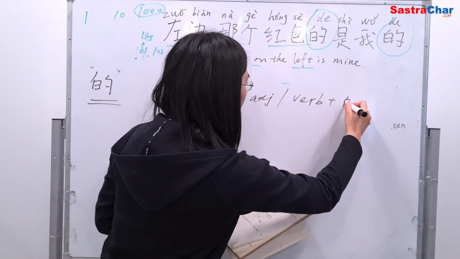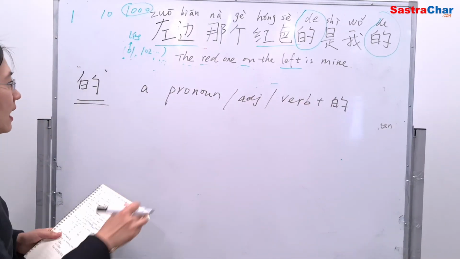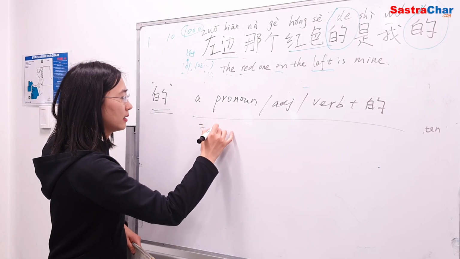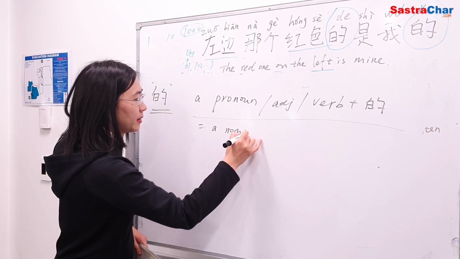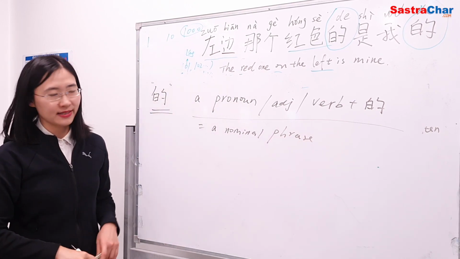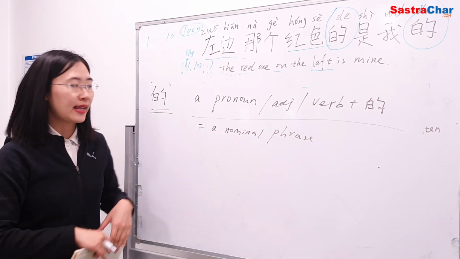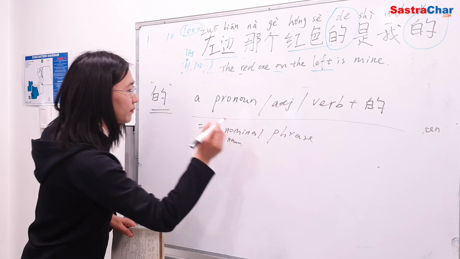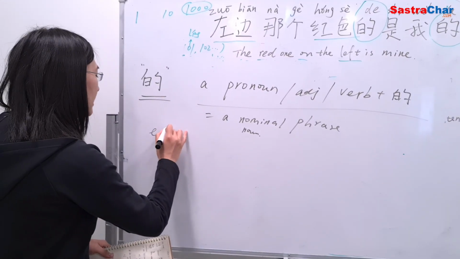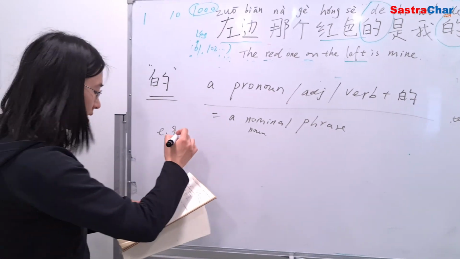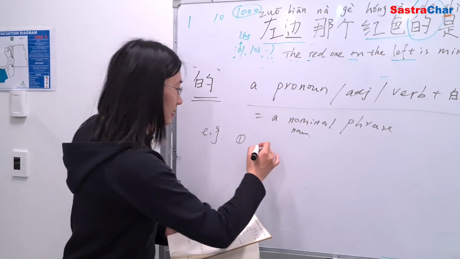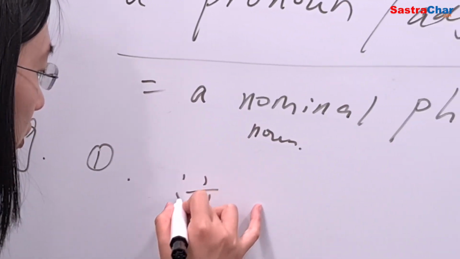So, plus 的. When this happens, it equals a nominal phrase. Nominal phrase means a noun phrase. Okay, nominal means noun. So let me give you some examples. Let's see 3 examples. Here the first is, this book is not mine. 这本书不是我的.